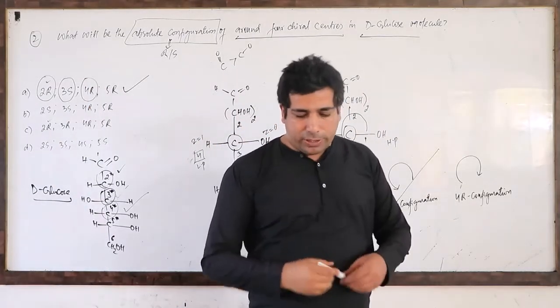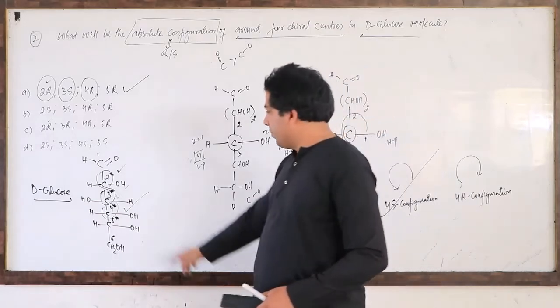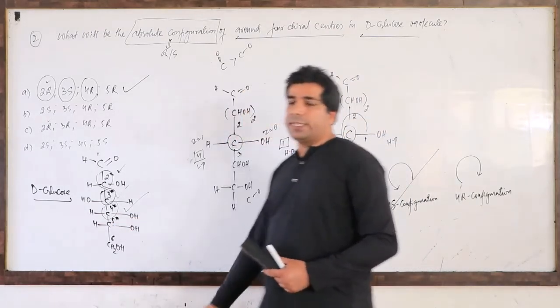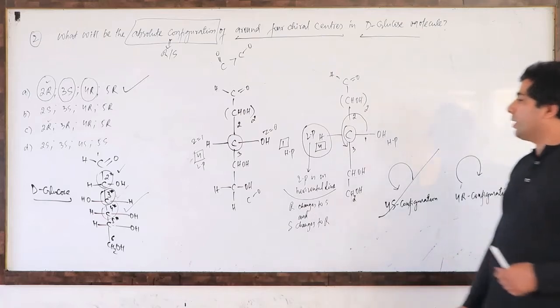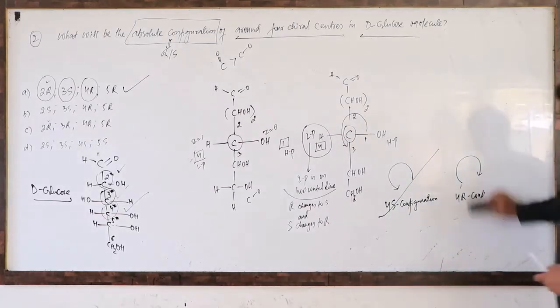So let us talk about the last chiral carbon now, which is the fifth chiral carbon here, and decide what kind of absolute configuration it will have.